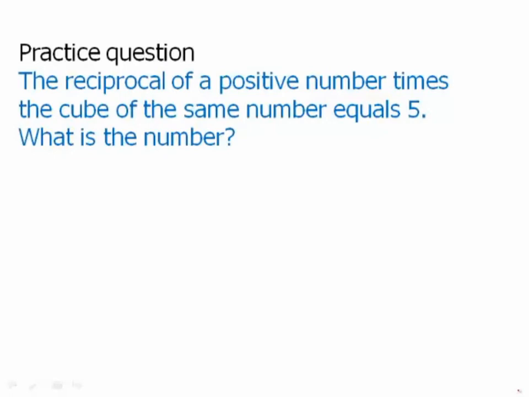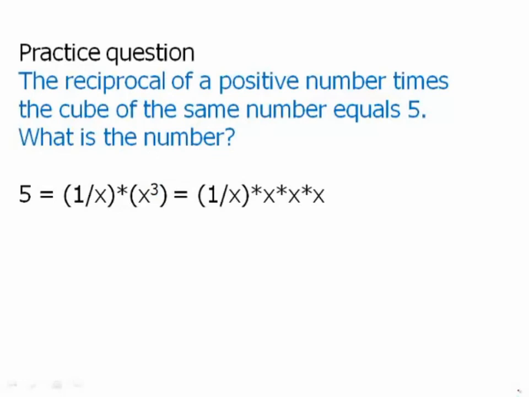Okay, the reciprocal of a positive number times the cube of the same number equals 5. What is the number? Well, I'm going to represent this unknown number by x. I'm going to use a little algebra here. So if x is the number, the reciprocal is 1 over x. And of course, the cube is x cubed. So we're saying that 1 over x times x cubed equals 5. That's our fundamental equation. Well, that x cubed, literally that means x times x times x. I'm just going to write that out.